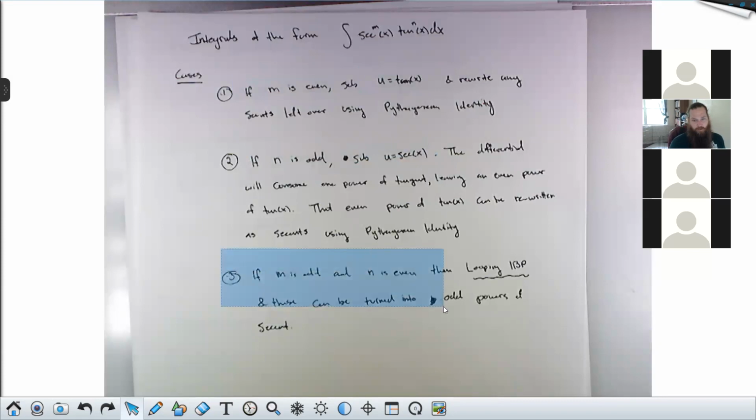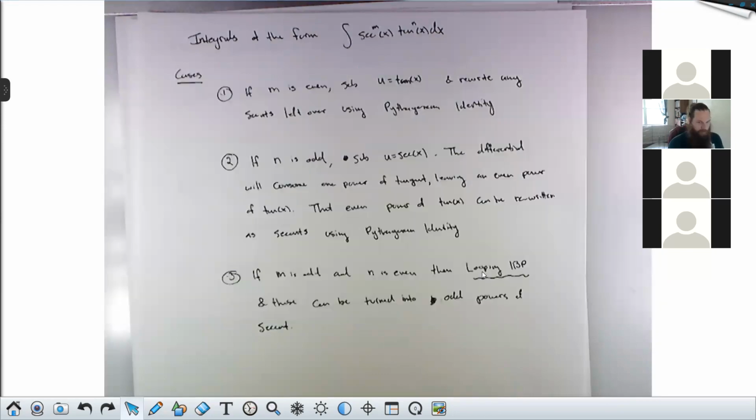If neither of those is true, that means the power of secant is odd and the power of tangent is even. That means you're in trouble. It means you're going to do some looping integration by parts. These tend to be difficult problems. Secant cubed is a case of this, right? The power of tangent there is 0. The power of secant there is 3. Secant times tangent squared is like that. And there aren't a lot of other ones that I can give you because frankly, they get too hard.